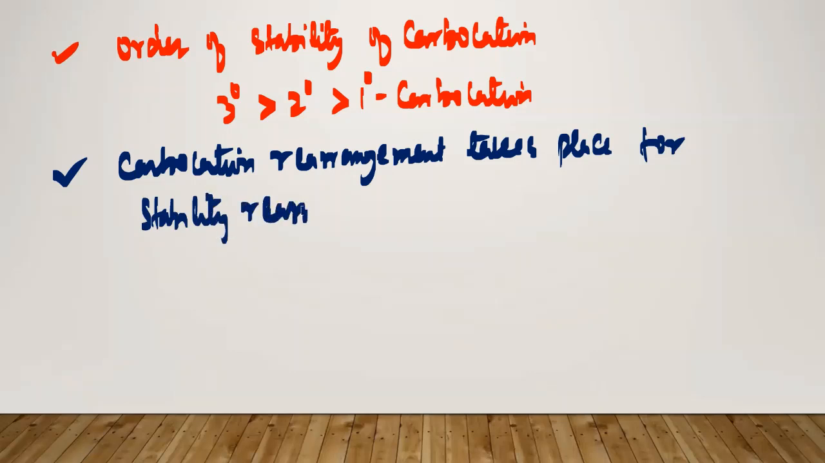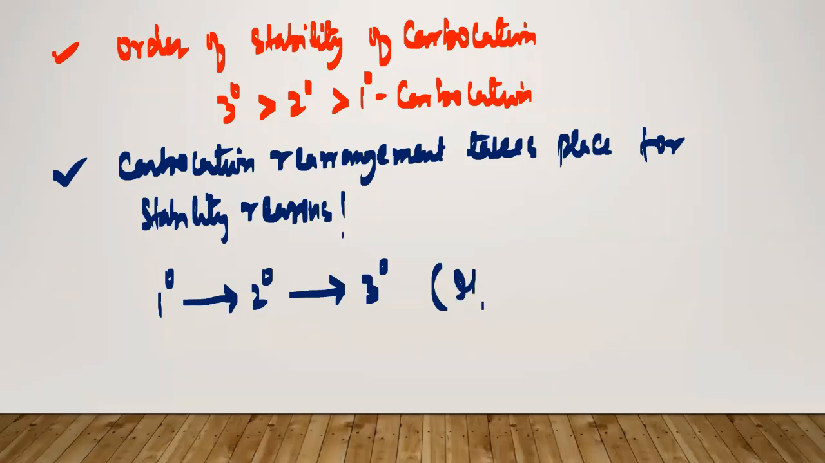Remember always, if possible, let us suppose your 1 degree carbocation will try to change itself into 2 degree carbocation, or if possible, the 2 degree will change itself into 3 degree carbocation. So there is a term called "if possible." Then carbocation rearrangement will take place because 3 degree carbocation is more stable. This is highly stable, and this is least stable.